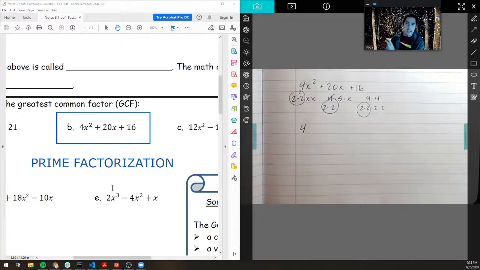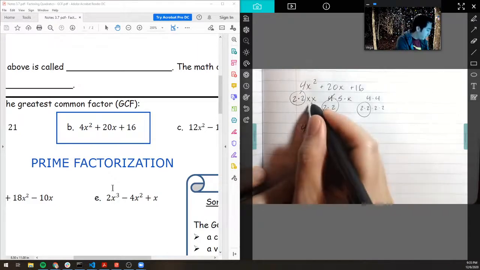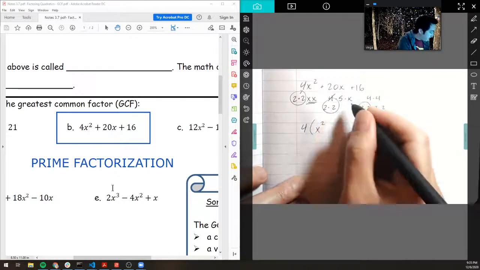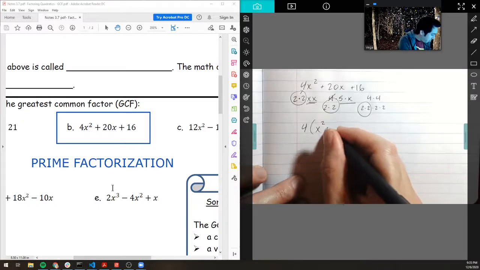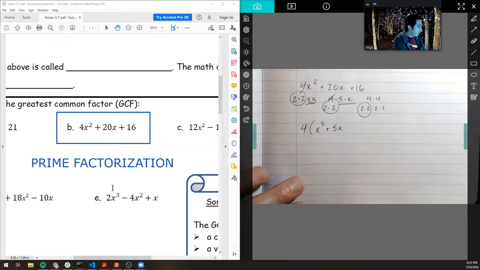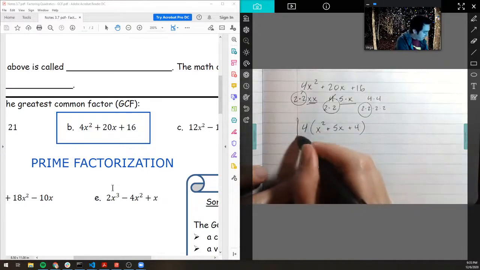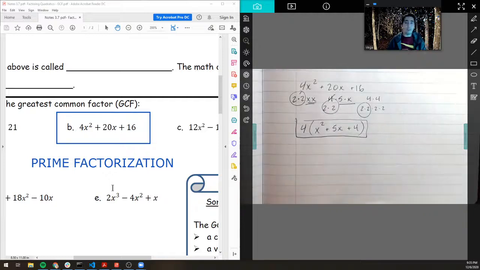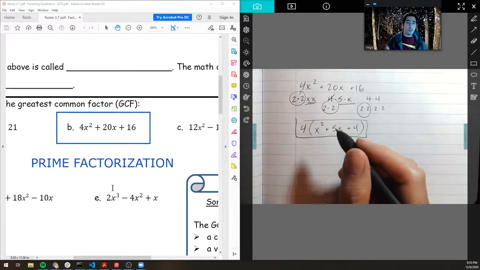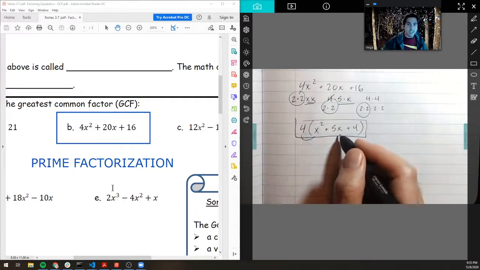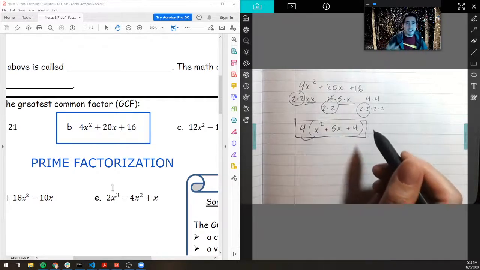So once you factor that out, what's left? Here you've got x squared. Here you have the 5 and the x, so 5x. And then here you just have the 2 times 2, so 4. So you get 4 times x squared plus 5x plus 4. If you were to distribute this back out, you would get what you started with. 4 times x squared is 4x squared. 4 times 5x is 20x. 4 times 4 is 16. That's what we started with.